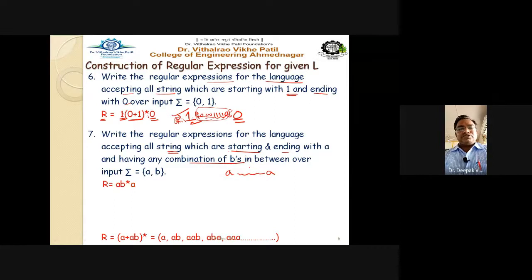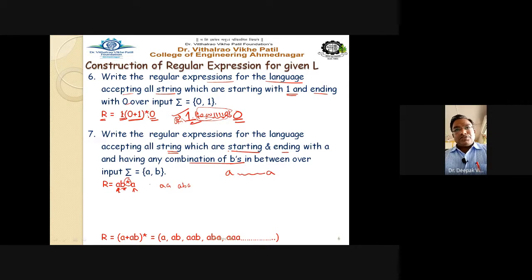So it is written like this. The start A is compulsory. So when I write A, this A must appear in the string. The first A must appear, the second A must appear, and B star. Star means 0 or more occurrences of B. So I can have AA, which is 0 occurrences of B. Then I can have ABA, that means 1 occurrence of B.